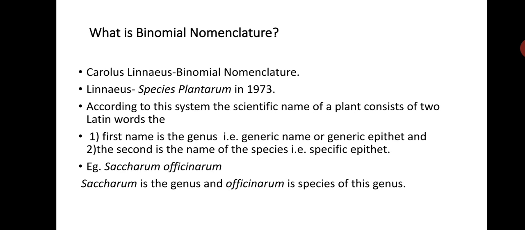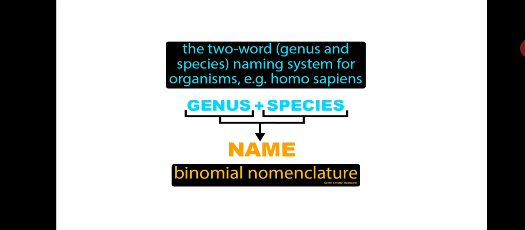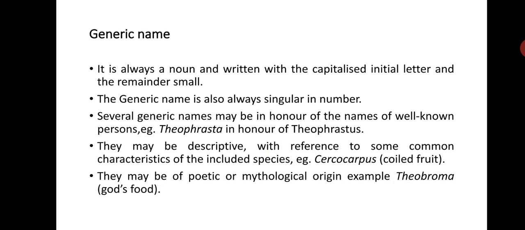So Linnaeus first wrote about this binomial nomenclature in Species Plantarum in 1753. According to this system, the scientific name of a plant consists of two Latin words. The first name is the genus, that is the generic name as I already mentioned, or the generic epithet. And the second name is the species, that is the species or specific epithet. Example, in Saccharum officinarum, Saccharum is the genus and officinarum is the species of this genus. So as I said, this two-word genus and species naming system for organisms is called binomial nomenclature. Now moving on to the rules of binomial nomenclature.